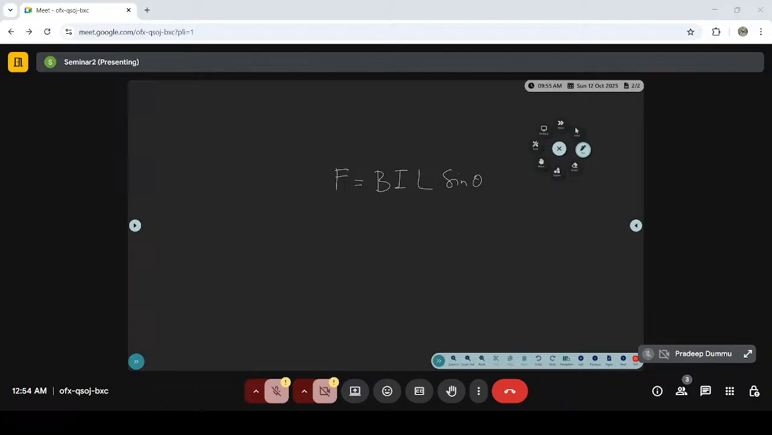Based on this, you can create a force on the armature or conductor. Clear? This is the formula. Next question. This is the second question.